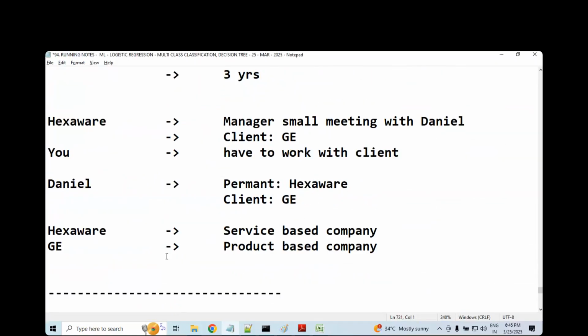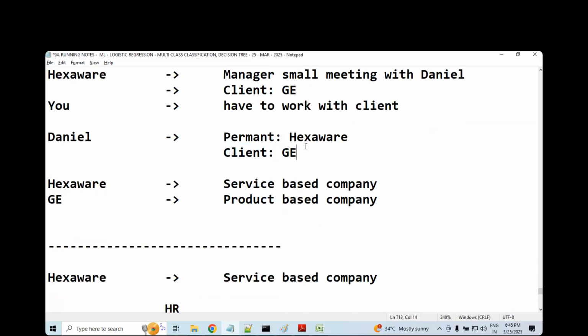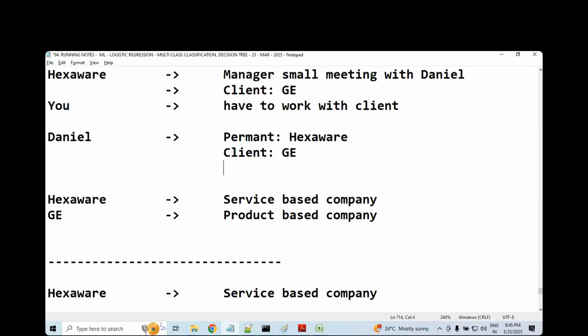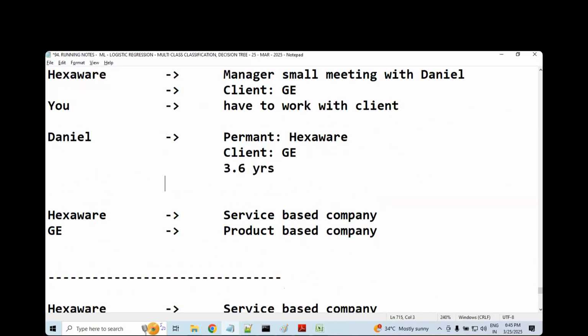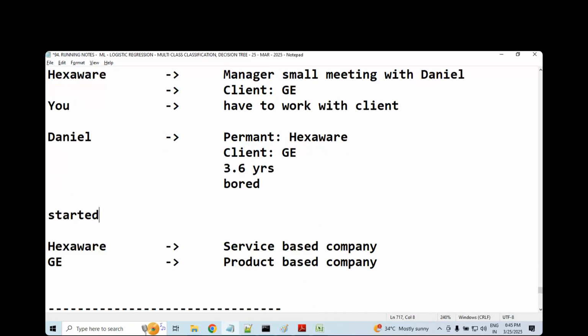Can you tell me what is my client location? GE. Good. With GE, frankly speaking, I worked almost 3.5 years, and I felt bored. The same work I keep on doing, model creation, these things. Then I again started job trials. Now here is one small point you need to understand.